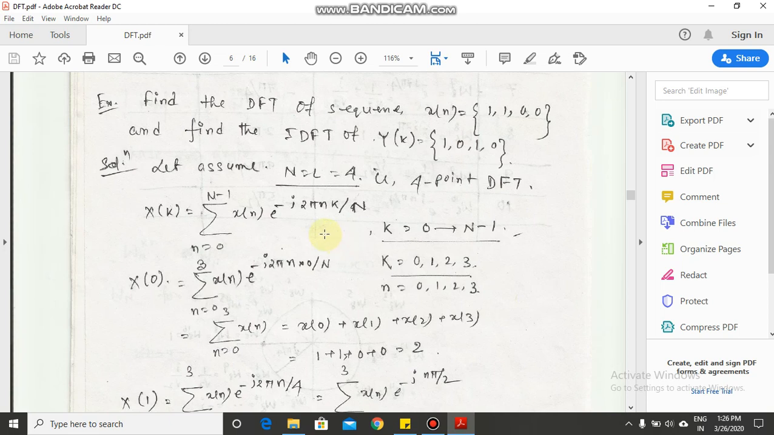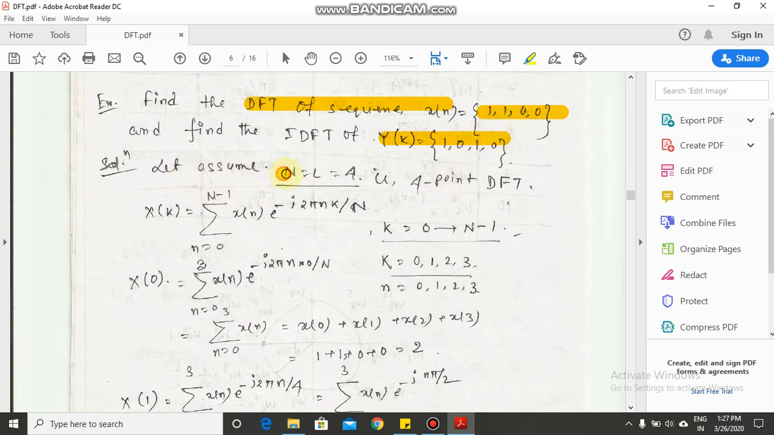Now today we are going to discuss this. We have solved a numerical example using the formula of DFT. The problem is to find the DFT of a sequence which is given as 1 1 0 0, and we have to find the IDFT of this. So these are two things, one is DFT, another is IDFT.